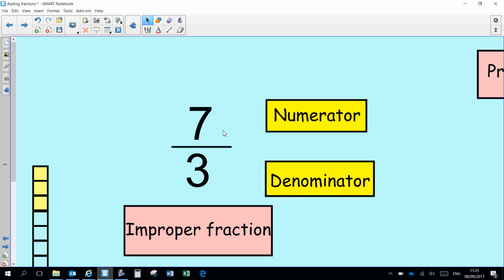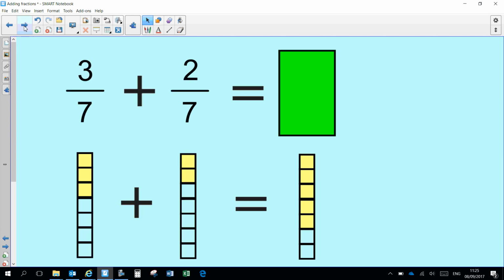So you have a proper fraction less than 1, numerator smaller than the denominator. When the numerator is bigger than the denominator, be careful, it is an improper fraction. In most instances, you will be expected to change it to a mixed number. Okay, let's look at adding fractions.